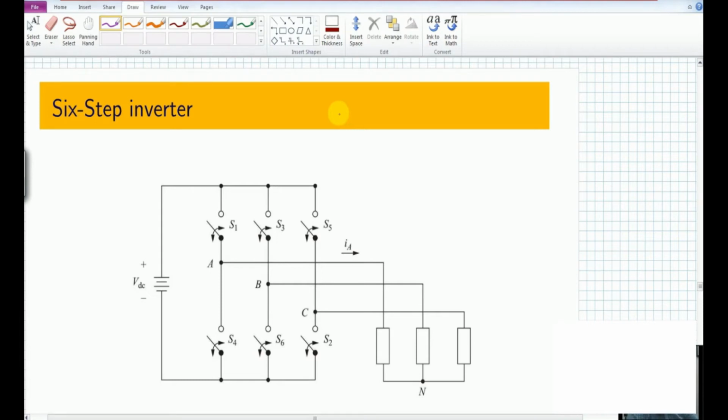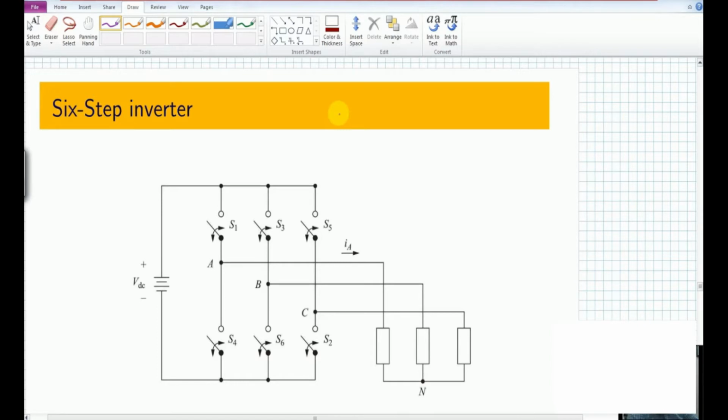In today's lecture, we will discuss the three-phase inverter. Three-phase inverters are widely used in industry because most of the industrial applications are driven by three-phase machines. A three-phase inverter has a lot of different varieties available in the literature. We will start with the very basic one, which is known as a six-step inverter.